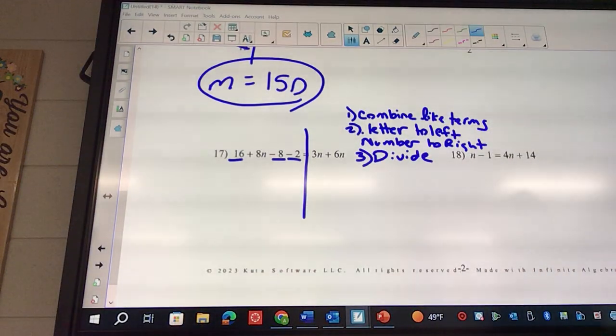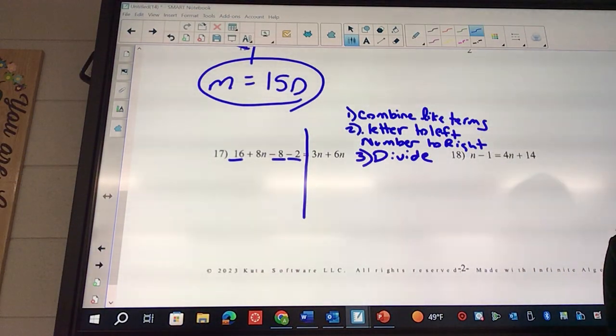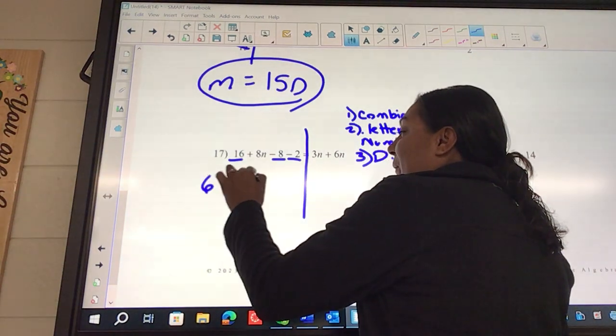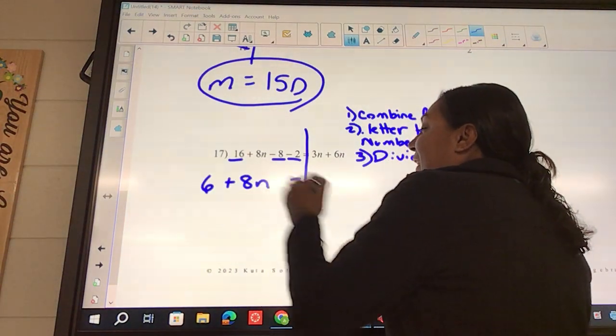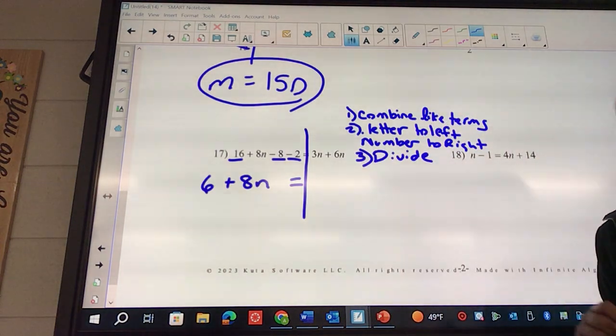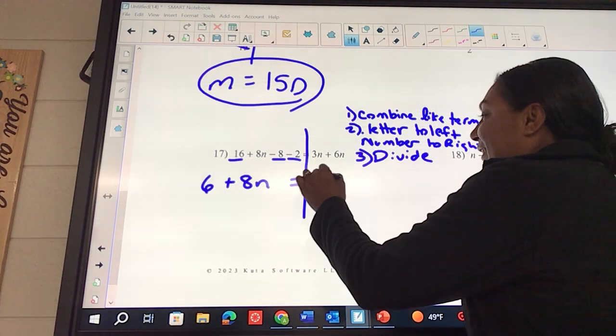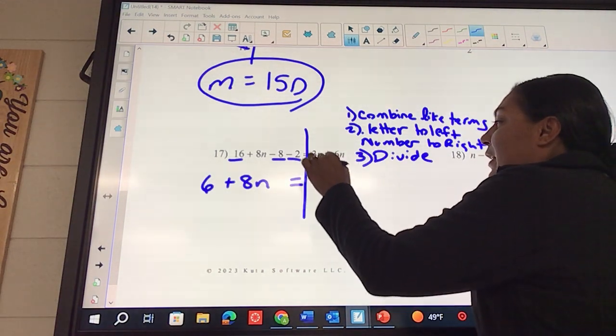What's 16 minus 8 minus 2? It is 6. See? You're starting to second guess yourself. Okay, what about this side? Can anything get combined? I know. Yeah. You said, no, hold on. Okay, so we can put these two together to give me a 9n.